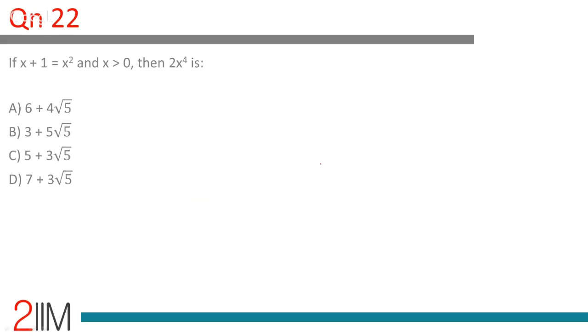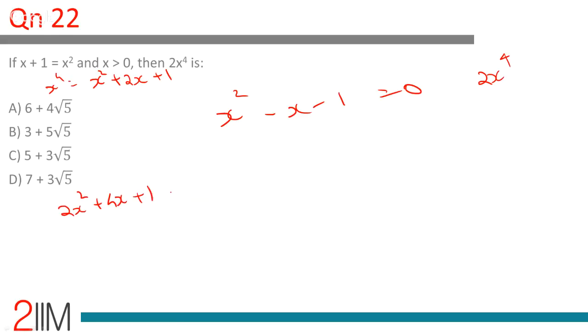x plus 1 equal to x square. That means x square minus x minus 1 equal to 0. We want to find 2x power 4. We can find the roots and then solve them and then find 2x power 4. I'm just thinking whether there's a better method of doing this. X power 4 is x plus 1 whole square, x square plus 2x plus 1. We're looking for 2x square plus 4x plus 1. What that value is.